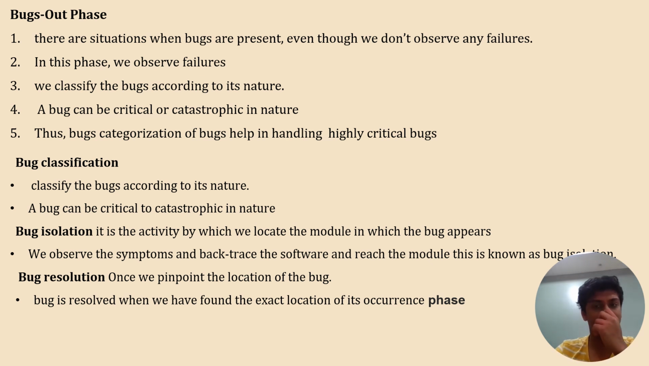Bug isolation. What do you mean by bug isolation? It is the activity by which we locate the module where the bug appears. Wherever the bug appears, we know here is the bug. We'll isolate the bug for further testing or resolution. Now, bug resolution. Once we locate the bug, we'll isolate it and we'll resolve it, and again we'll send it for testing, so that nothing else is present, right?